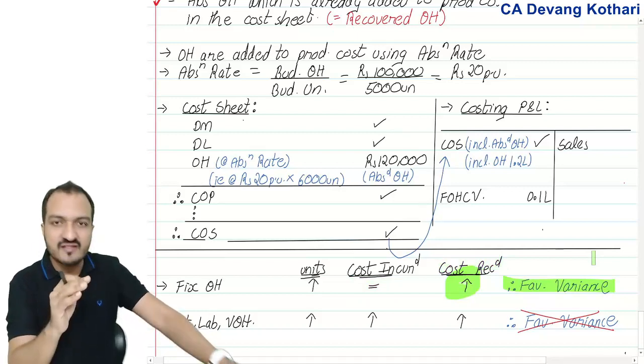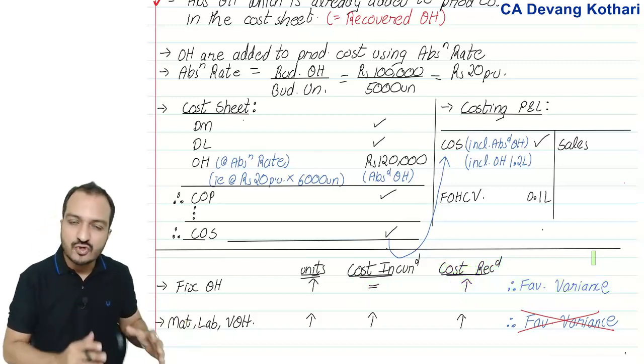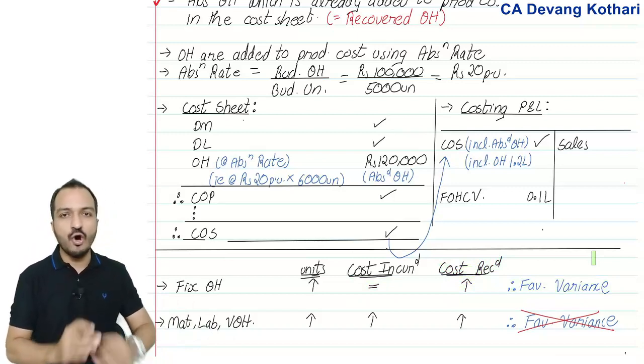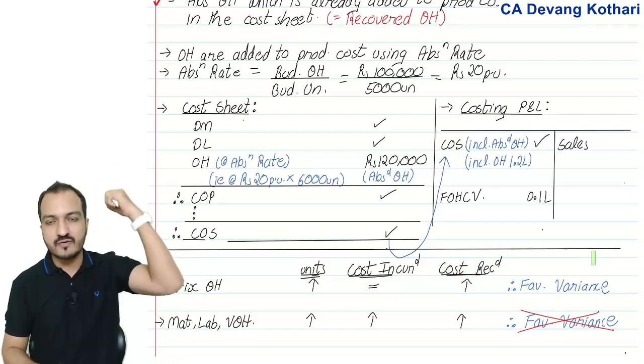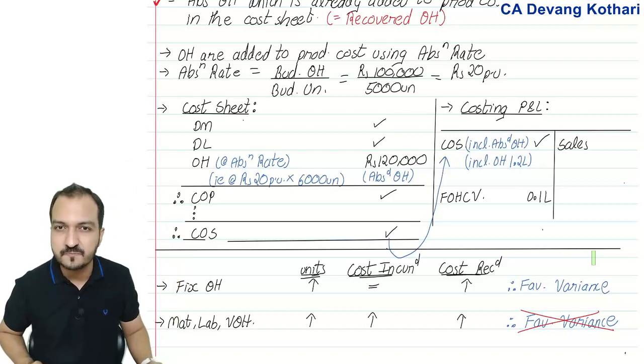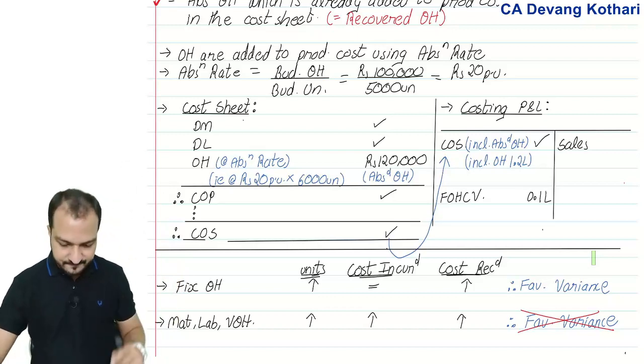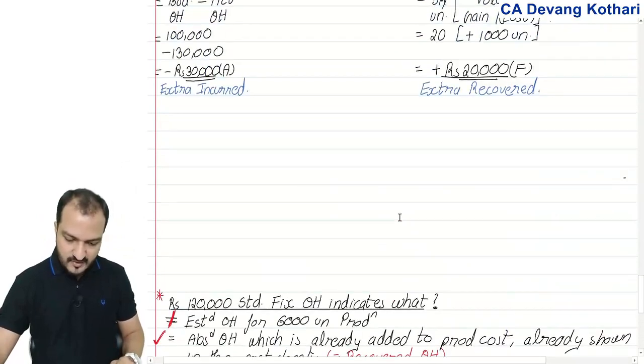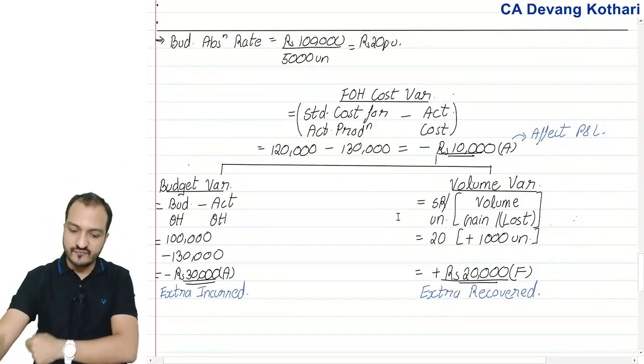Now you understand why my calculations under fixed overheads are very much different from all calculations under material, labor, and variable overhead variances. Done? Yes? Okay, enough with that. So that explains my basics under fixed overhead variances.